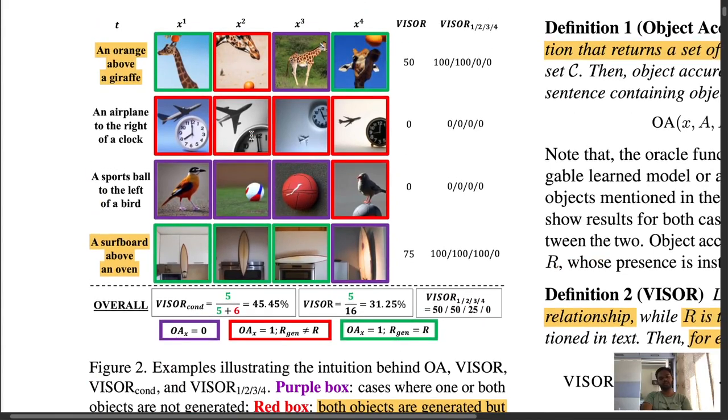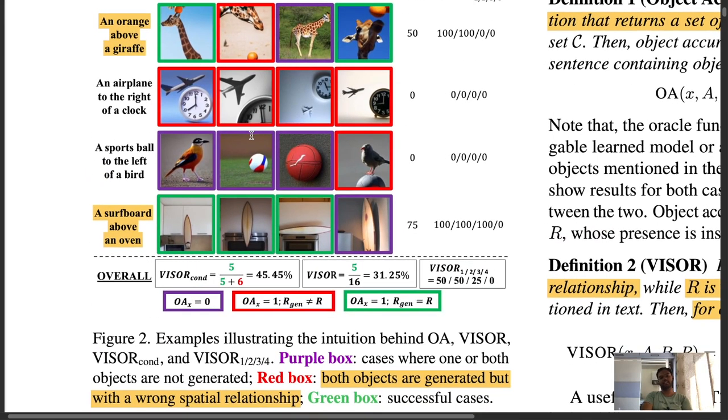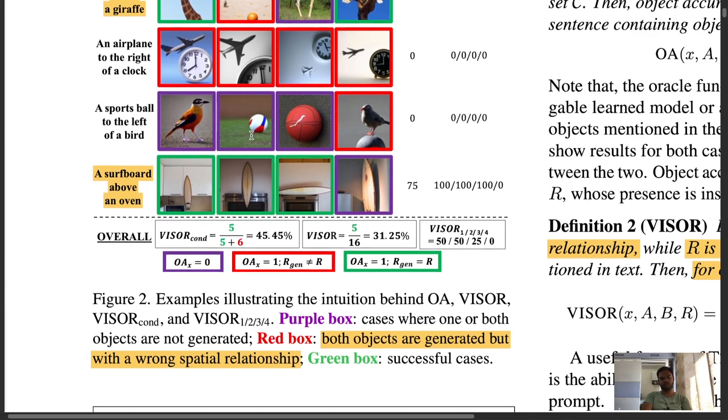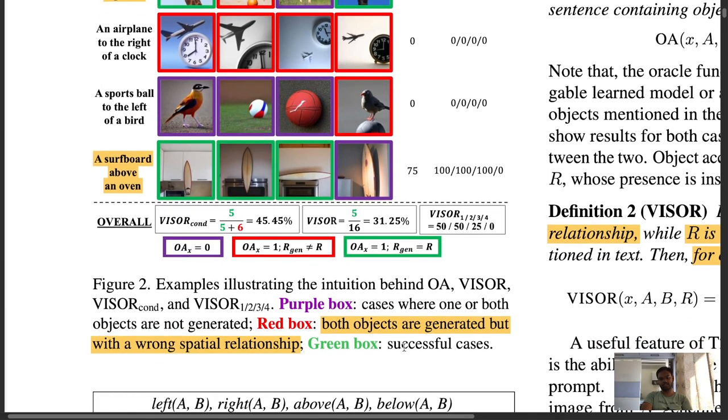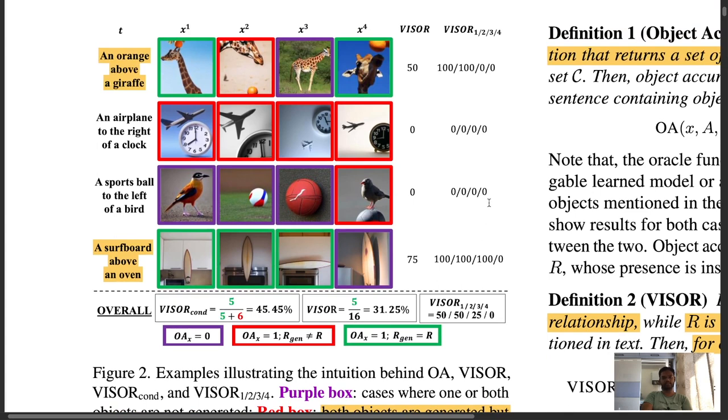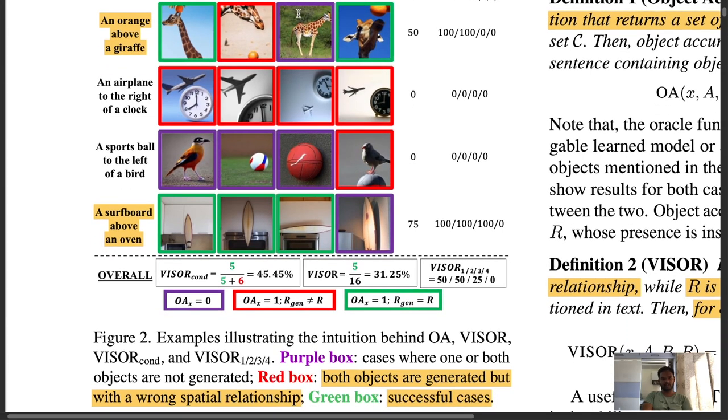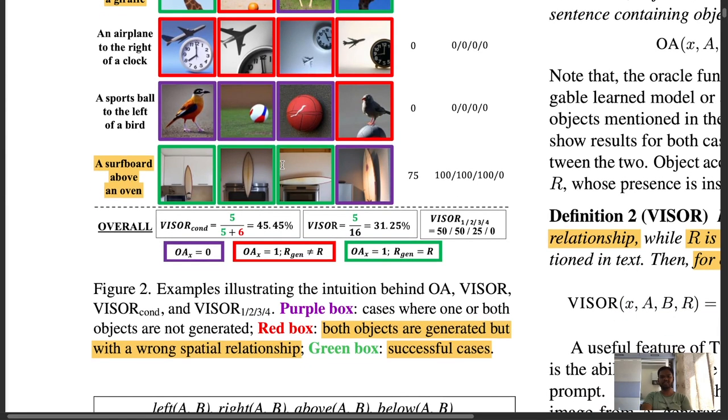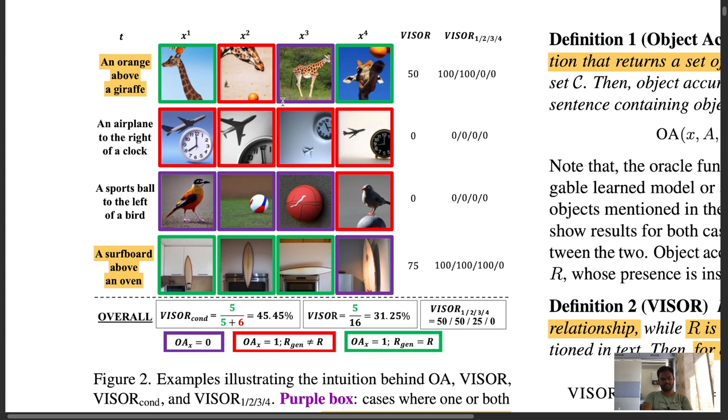See, all the incorrectly generated images have been marked with a red bounding box, and the green boxes are just the successful cases, exactly what you have asked for. So an orange above a giraffe, you see an orange above a giraffe, an orange above a giraffe. And in this case, there is no orange at all, hence the purple bounding box. So I think you get the gist of it. These are basically some examples that they have showcased here.